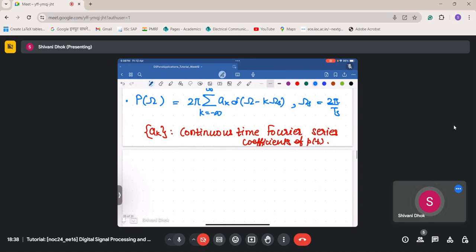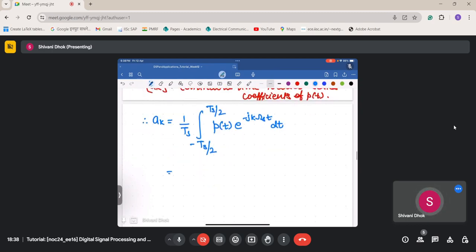So therefore this a k is given as 1 over Ts integral over a period, that is minus Ts by 2 to Ts by 2, of p of t into e power minus j k omega s t dt. This is equal to 1 by Ts into integral minus Ts by 2 to Ts by 2 of p of t, which in this duration will be simply one impulse, into e power minus j k omega s t dt.